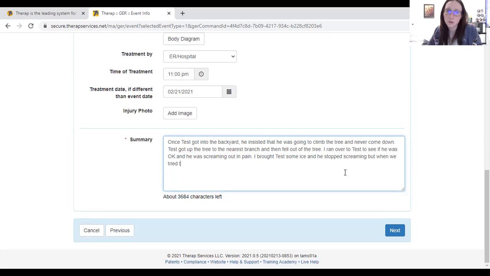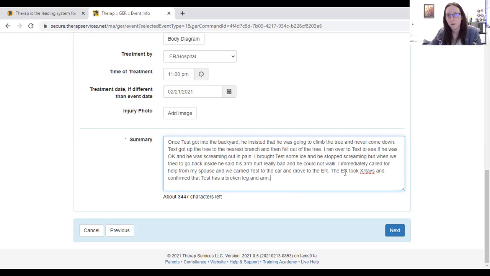But when we tried to go back inside, he said his arm hurt really bad and he could not walk. I immediately called for help from my spouse, and we carried Test to the car and drove to the ER. The ER took x-rays and confirmed that Test has a broken leg and arm, consistent with a fall out of a tree.